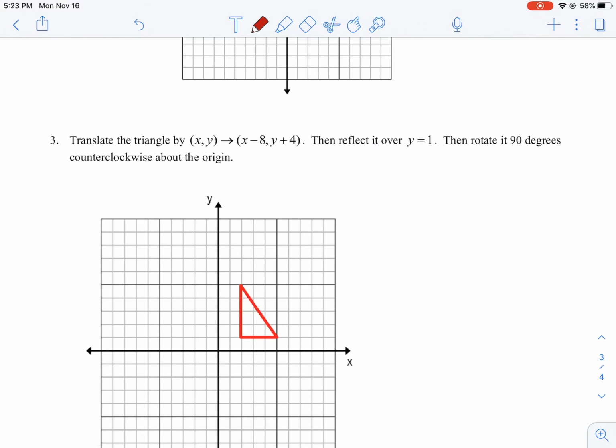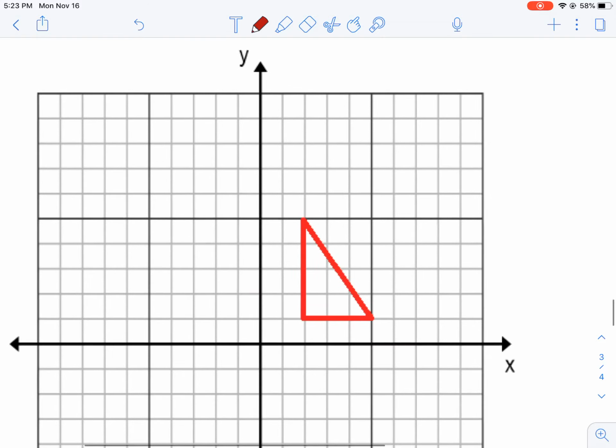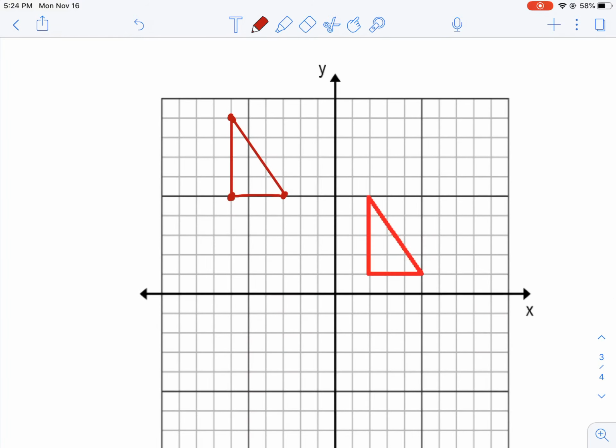All right, last one. Translate the triangle by x minus 8, y plus 4. Okay, so that's going to be to the left 8 and then up 4. So we're going to go 1, 2, 3, 4, 5, 6, 7, 8. 1, 2, 3, 4. And then this bottom section is over by 3. And then the top section is up by 4. And so that's how this one is going to look.